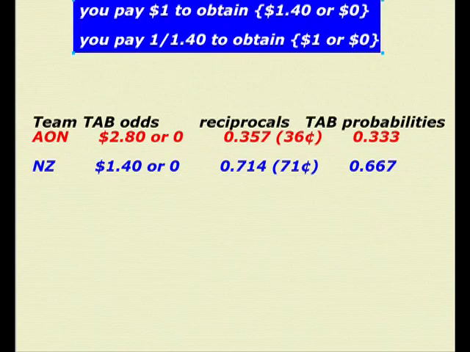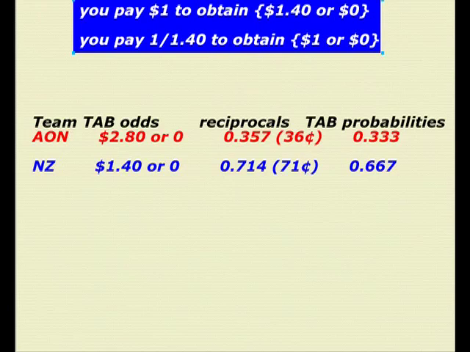Now, the way in which the odds are expressed sometimes can be a little bit confusing, okay? It's better to think of it in a different way. I'm paying the TAB $1, and then they're going to pay me back $1.40 or nothing, okay? But suppose that I only paid them half a dollar.